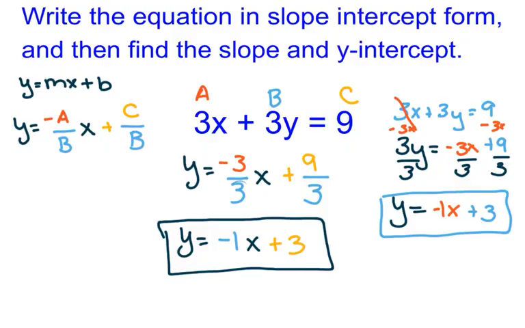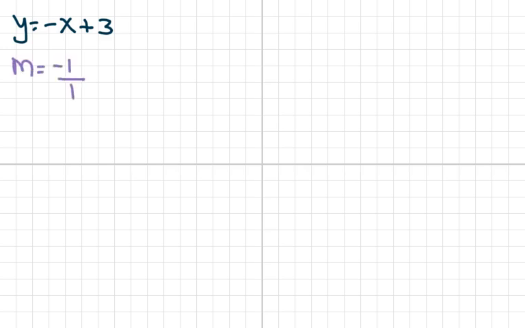So now let's graph y equals negative 1x plus 3. I'm writing negative x because that's how it's going to appear. So our slope is negative 1, and we turn it into a fraction over 1. Our y-intercept is 3. So I'm going to start by graphing 3 first. This is a negative, so I'm going to be going down and to the right. And so over 1 and 1.